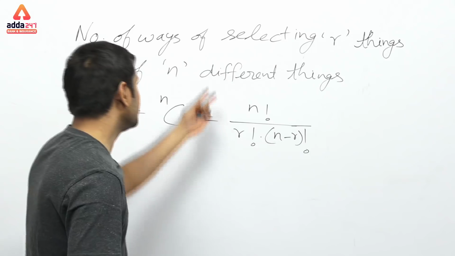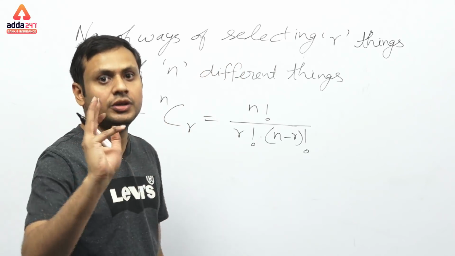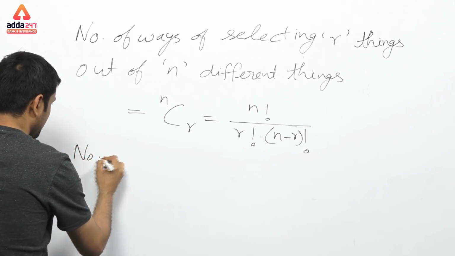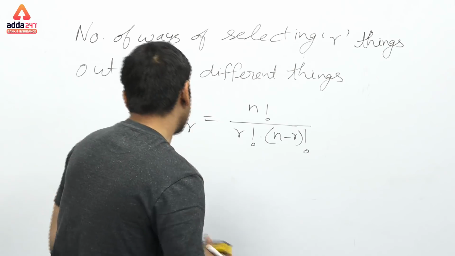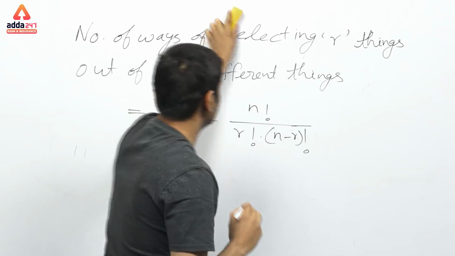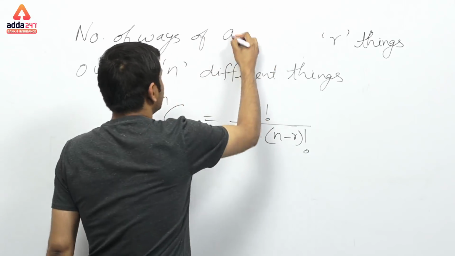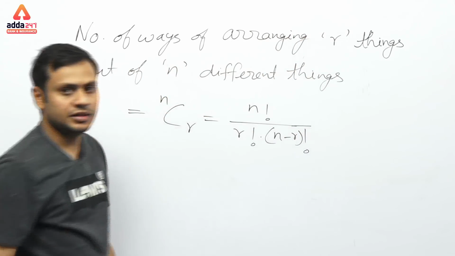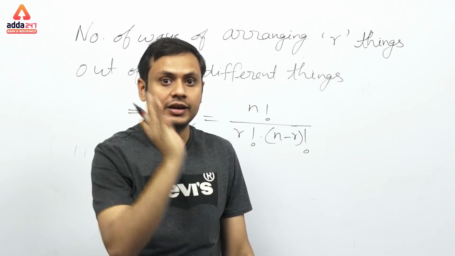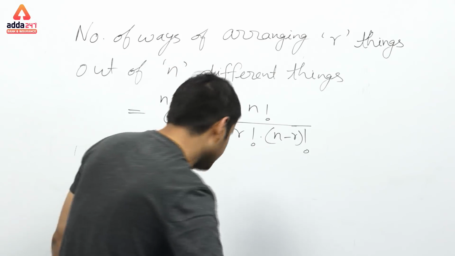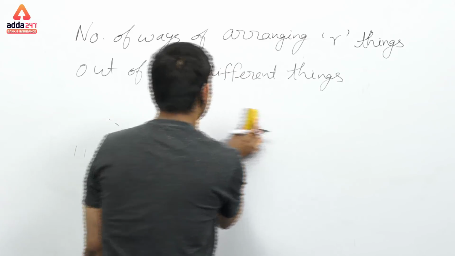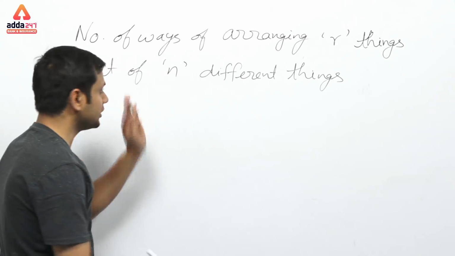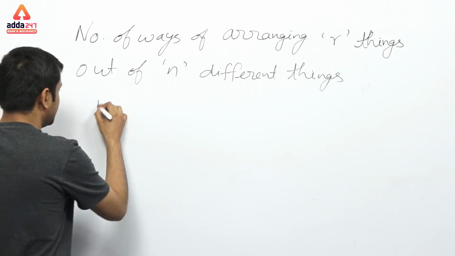Right? That is, instead of selecting, had there been this scenario of arranging? So for NCR there is the selecting. I'll write it here only. Had there been arranging, and arranging means arranging in a row or in distinct, clearly defined places, right? Now this will be the number of ways of arranging r things out of n different things. So if you need to arrange certain things, it will be written as NPR.